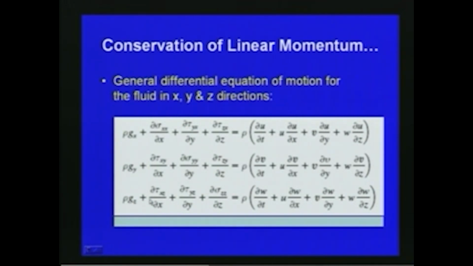The general differential equation of motion in z direction can be written as rho into gz plus del tau xz by del x plus del tau yz by del y plus del sigma zz by del z is equal to rho into del w by del t plus u into del w by del x plus v into del w by del y plus w into del w by del z. Here u, v, w are the velocity components in x, y, z direction when we consider the fluid motion in 3 dimensions. So now we have the general differential equation of motion for the fluid in x, y, z direction. From this we will be deriving various equations.